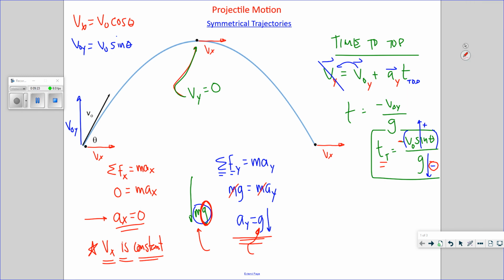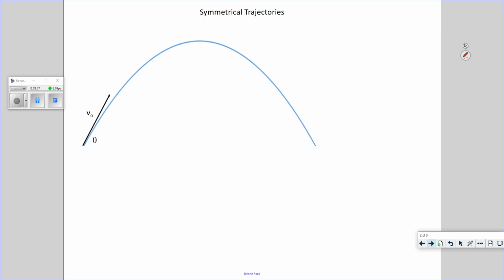Okay. So that says we know how long this thing takes to get to the top. Super. That's something that maybe is of some value. I'm going to come back to this in a minute, because I'm on to the next slide. What if we wanted to look at the time this thing spends in the air? T total. All right, well look, here's v initial y.